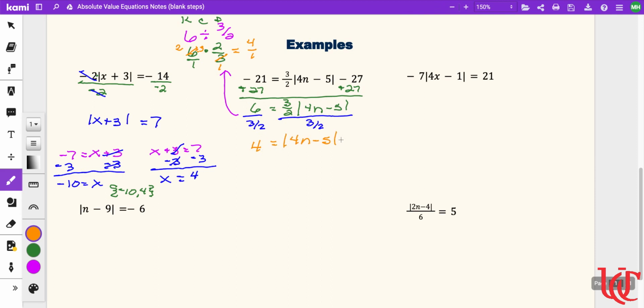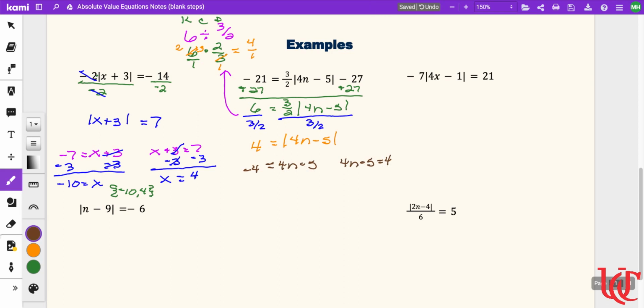Looking at this, 4n minus 5 has to be 4 spaces from 0. So this is valid. It's a positive number. So I'm really going to make my two equations, thinking, okay, from the left, I would have negative 4 is equal to 4n minus 5. And then 4n minus 5 equals 4.